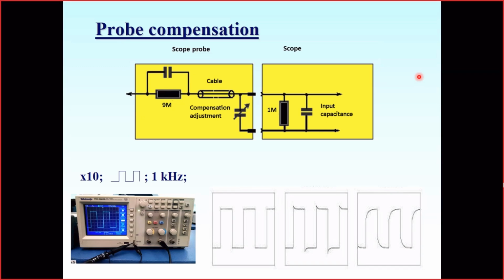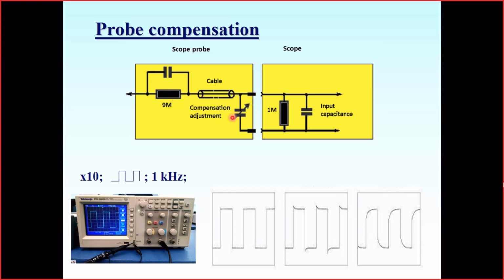So when we are going to measure very accurately, we always have to take into account the actual internal resistance of the voltmeter. And here it is the same. When we are going to measure accurately, we have to take into account the input resistance and capacitance of the scope.